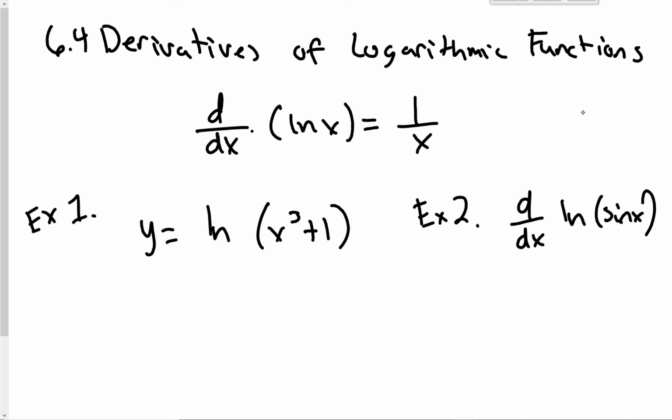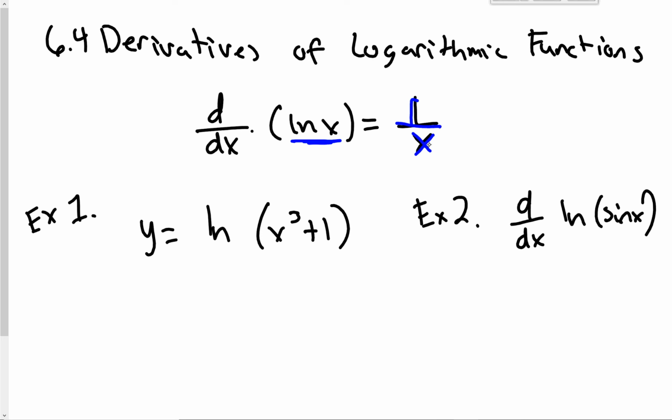About section 4 in chapter 6, taking the derivatives of logarithm functions, and we'll look at the integrals too. The book shows the proof of this derivative, but the derivative of ln of x, the natural log of x, is 1 over x. If I'm taking the derivative of anything other than that, I'm going to have to do chain rule.